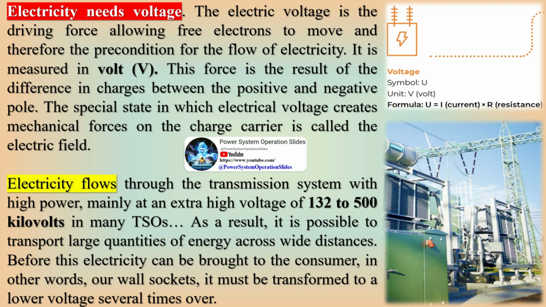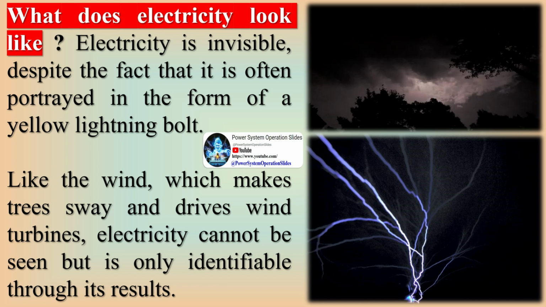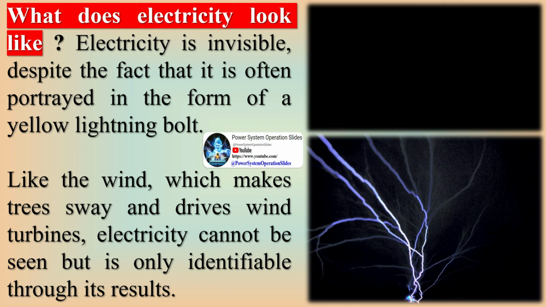Electricity needs voltage. The electric voltage is the driving force allowing free electrons to move and therefore the precondition for the flow of electricity. It is measured in volt, V. This force is the result of the difference in charges between the positive and negative pole. The special state in which electrical voltage creates mechanical forces on the charge carrier is called the electric field.